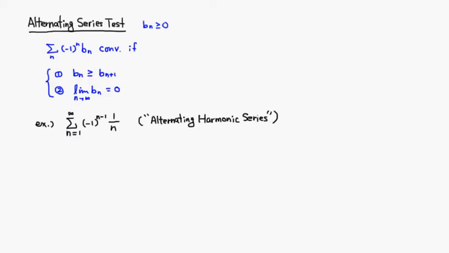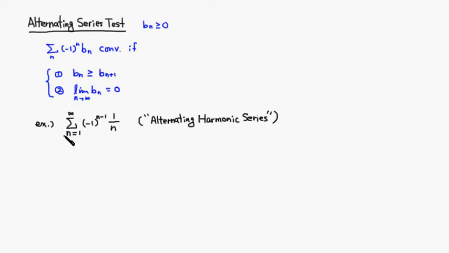Okay, let's look at the alternating series test. We have an alternating series, with (-1)^n, so it changes signs. Then b_n is basically the positive part of the term. The series converges if two things hold: the positive part of the term always decreases, and the limit of the term as n approaches infinity goes to 0. Then you have a convergent alternating series.